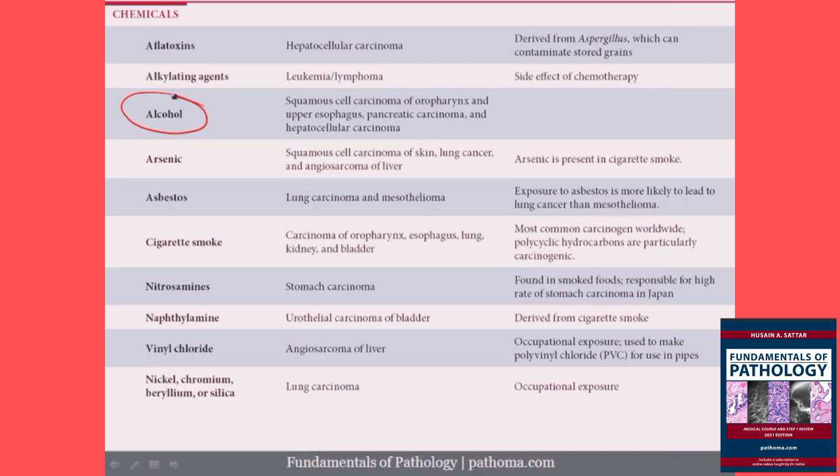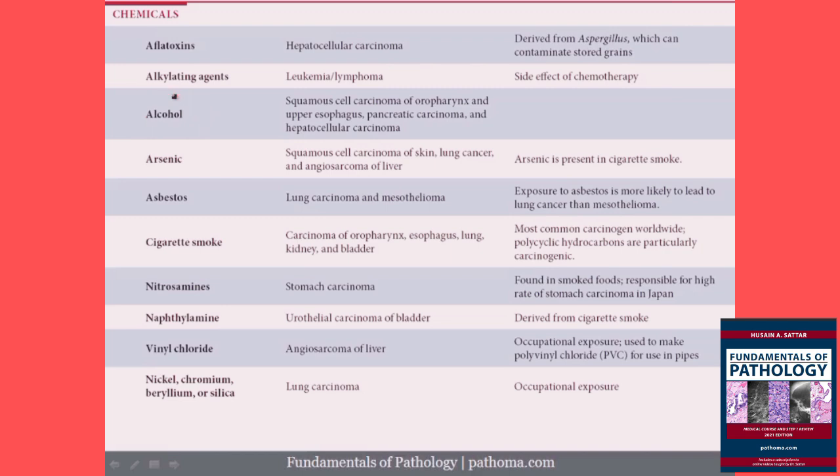Remember that alcohol trashes the liver. It can create multiple pathologies in the liver. One of the relatively more common pathologies would be cirrhosis, and cirrhosis increases the risk for hepatocellular carcinoma. So alcohol and its relationship with these multiple carcinomas is relatively important.